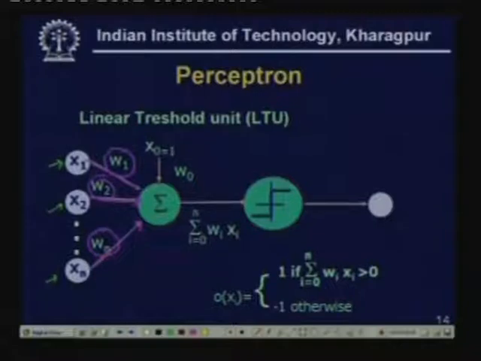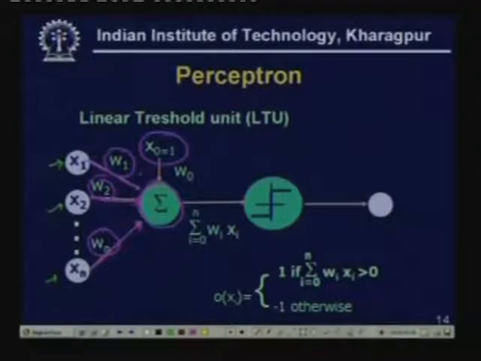Now, what this unit does is it finds the weighted sum of these inputs, that is W1 x1 plus W2 x2 up to Wn xn, and then it performs the function of thresholding. If this sum is greater than a threshold, then the output of the perceptron is 1, otherwise the output of the perceptron is minus 1.